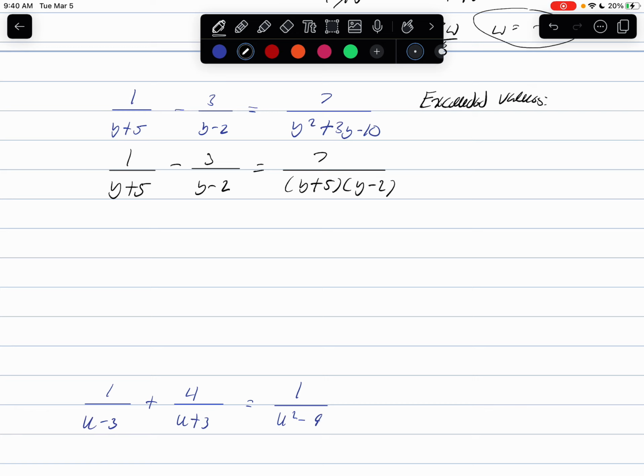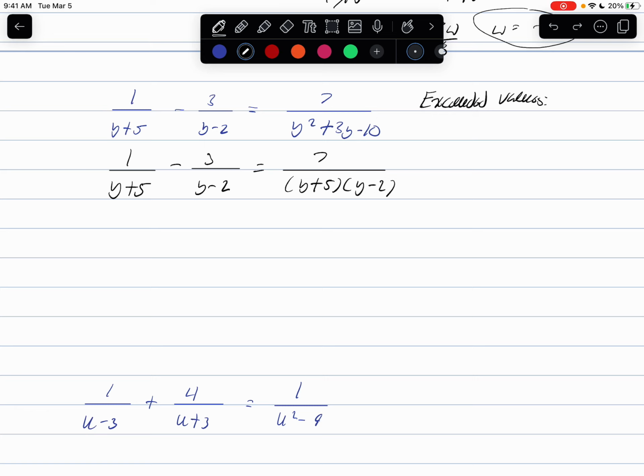Okay, so now we have multiple things to consider. So we have y plus 5, y minus 2, and y plus 5 times y minus 2. Okay? But what's really nice here is that if either y plus 5 or y minus 2 in the denominator on the right-hand side is equal to 0, the whole thing is equal to 0. So we really only have to consider y plus 5 and y minus 2.